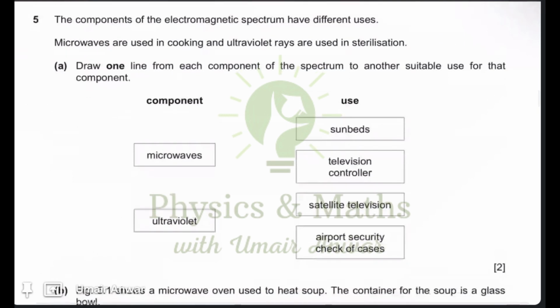Okay, next question. It is related to electromagnetic waves. The question says the components of the electromagnetic spectrum have different uses. Microwaves are used in cooking, and ultraviolet rays are used in sterilization. Draw one line from each component of the spectrum to another suitable use for that component. Now, microwaves are also used for satellite televisions. Radio waves and microwaves are commonly used for communication systems also. And ultraviolet rays are used for sunbeds so that they can trap heat.